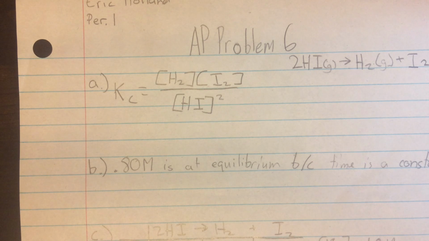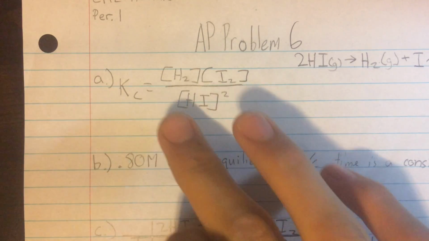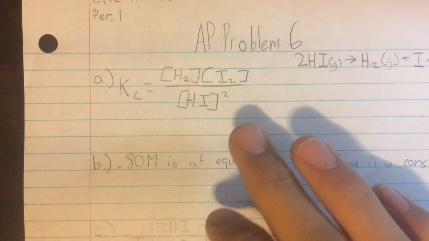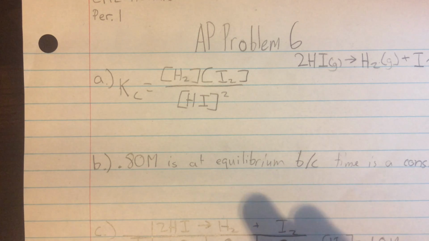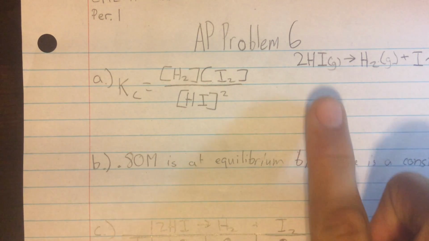For part A, for AP Problem 6, we're tasked to write the expression for the equilibrium constant, Kc. So we know that it's products over reactants. So it's Kc equals the concentration of H2 times the concentration of I2 over the concentration of HI to the power of 2, because 2 is HI's coefficient.